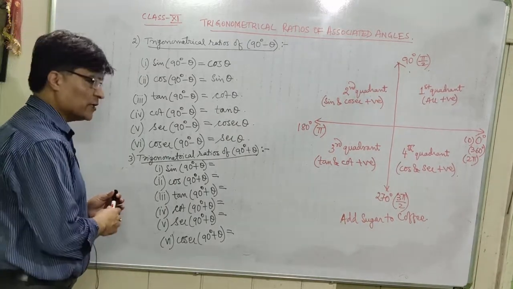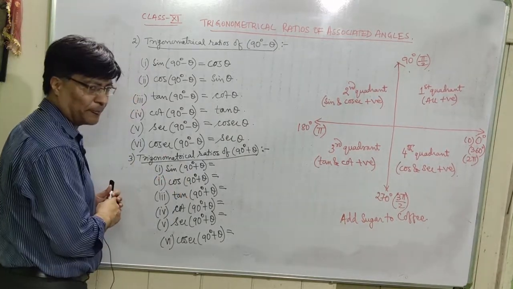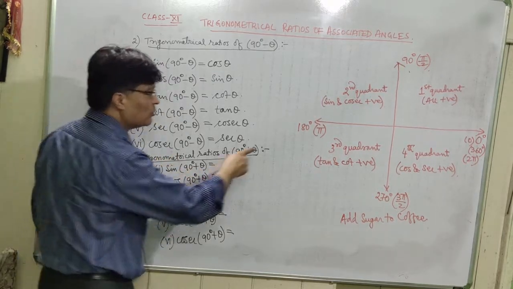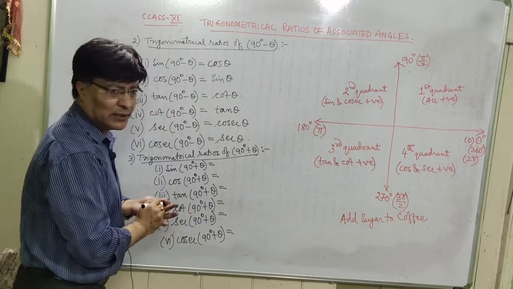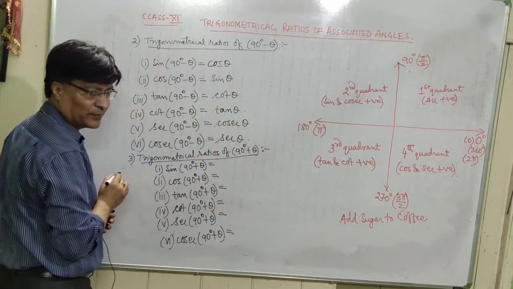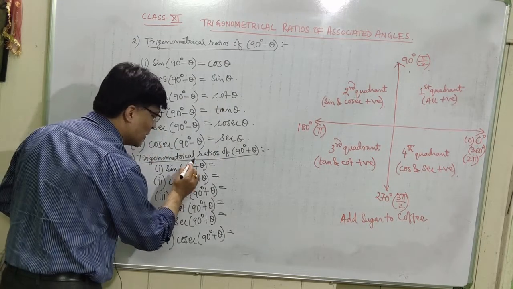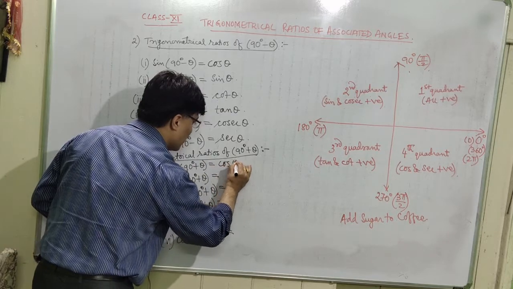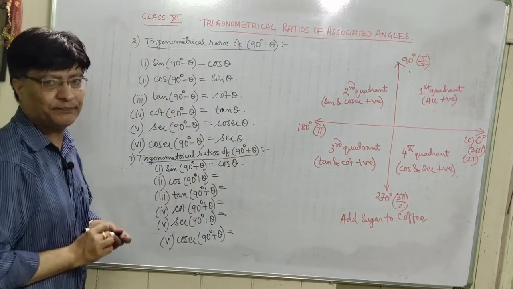So what is the formula for sine 90 plus theta? First of all, you should take 90 degree plus theta lies in which quadrant? Second quadrant. In the second quadrant, the sign is what? Positive. Okay. But since 90 into 1 odd multiple, so sine changes to cos. So its formula is cos theta.